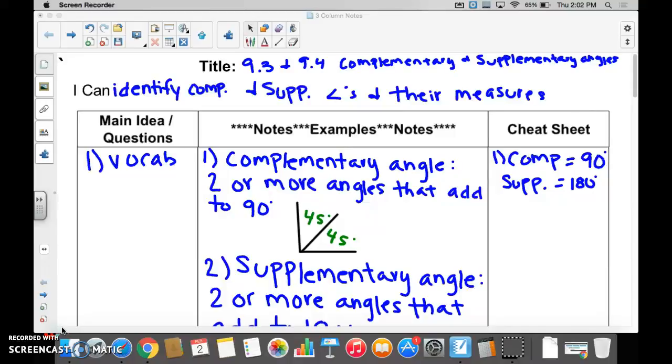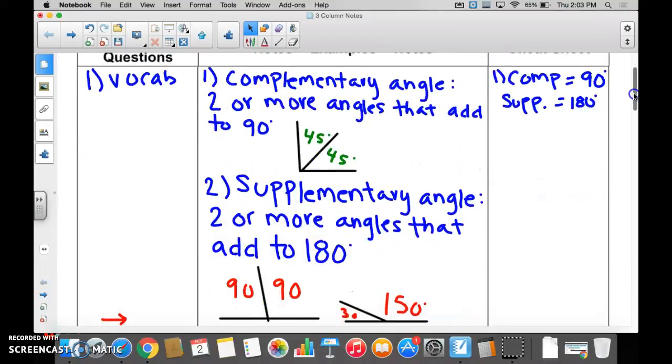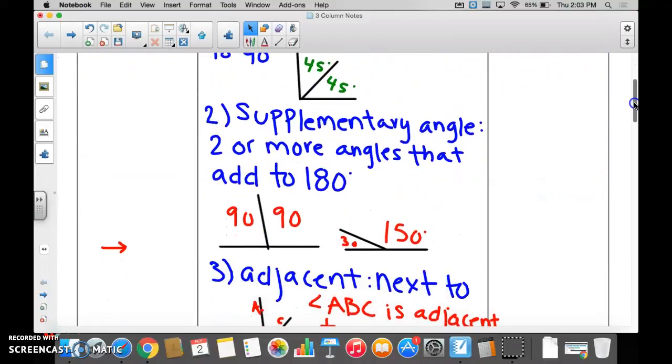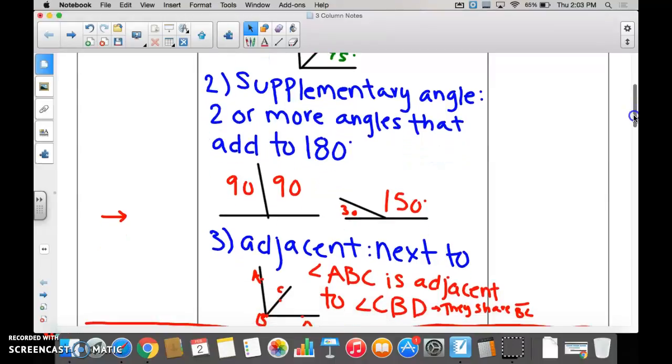up to 90 degrees. And I drew an image of 2 angles that add up to 90 degrees. Then we have supplementary angles, which are 2 or more angles that add up to 180 degrees. And there are 2 images there because somebody gave us an example of one, and then I wanted to show one that wasn't a perfect 90, 90, 45, 45.